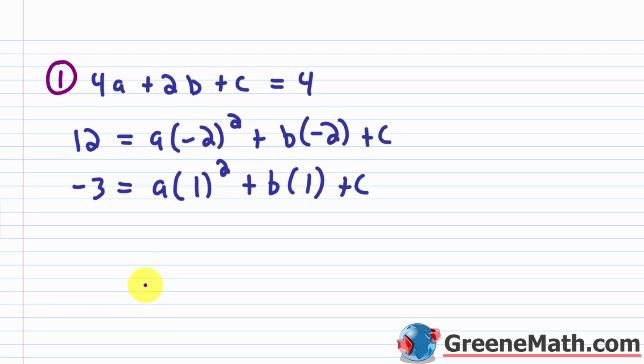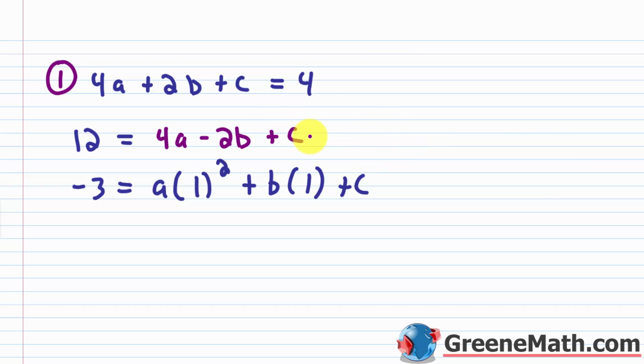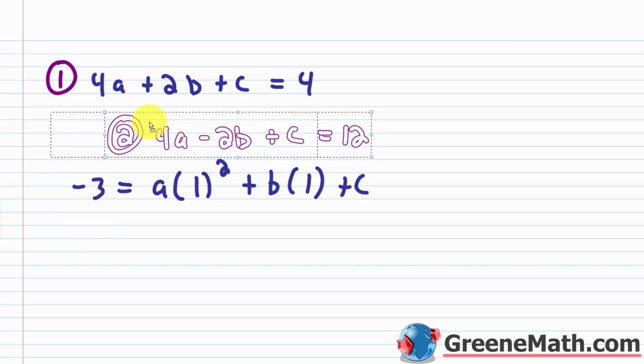Okay, so for the next one, -2 squared is going to be 4. So we'd have 4a. And then -2 times b is -2b. So we'll put -2b. And then we have plus c. So let's put plus c. And of course, this equals 12. We'll just erase it from over here. So this is going to be equation 2. And let me just slide this one down.